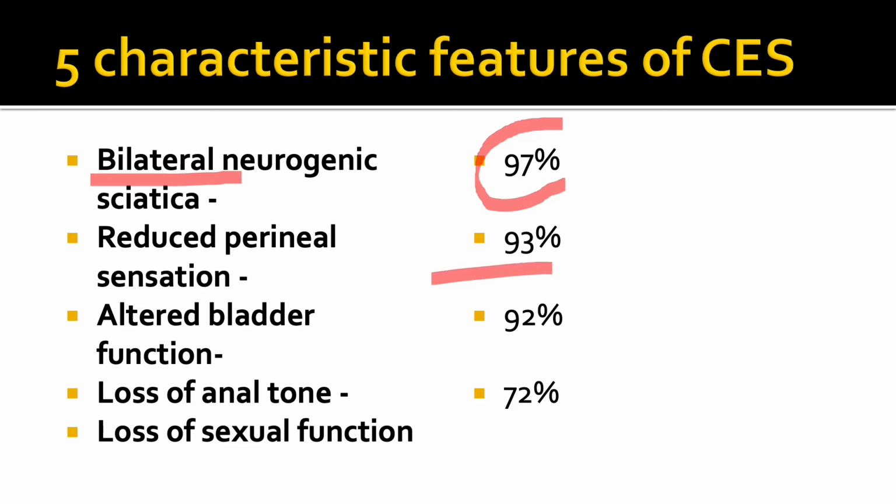And the characteristic feature is the bladder involvement. Altered bladder function, 92%. Loss of anal tone is seen in fewer patients, less than 72%. Loss of sexual function: because often there is difficulty in exploring this, the exact percentage is not known. A significant number of them will have loss of sexual function also. So these are the 5 characteristic features. I will repeat once more: neurogenic pain, perianal sensory loss, bladder dysfunction, anal dysfunction, and loss of sexual function.